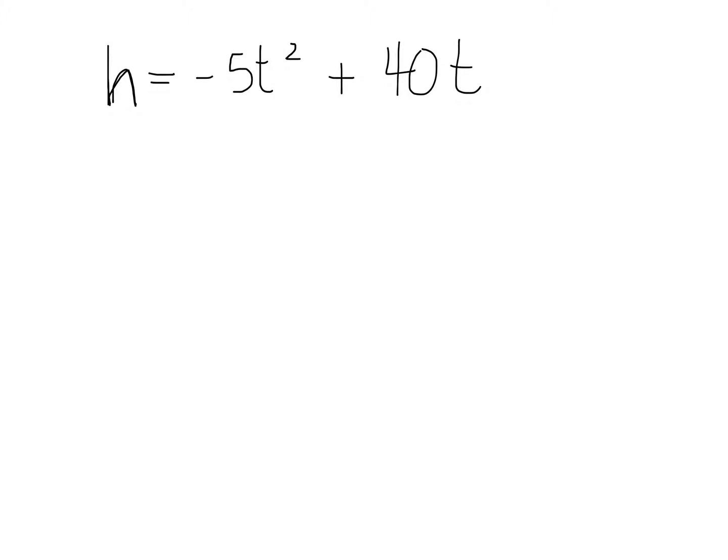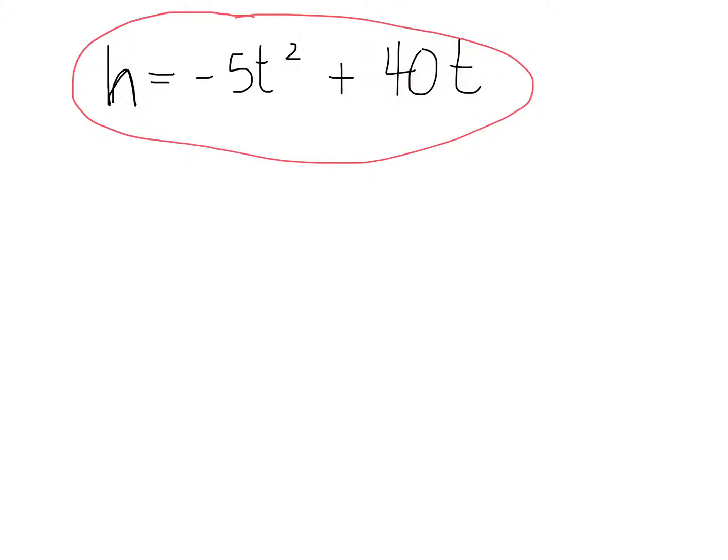Okay, so to start, we're given an equation that models what? What does this equation represent? Height. This equation models the height of a rocket after a certain number of seconds. So we're going to use this equation to see, if we know the time, t represents time, we can figure out what the height of the rocket is.